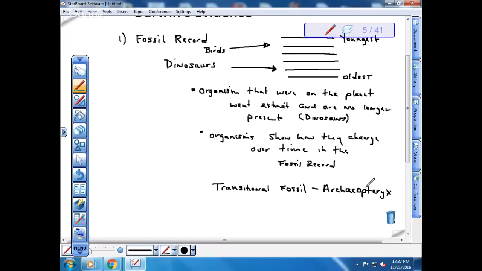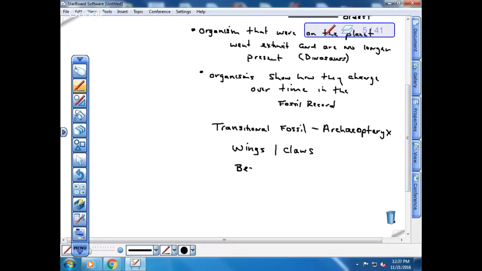So Archaeopteryx is a transitional fossil because it kind of looks like a reptile, but it also looks like a bird. So for example, they have wings, right? But they also have claws. And they have a beak-like structure, but they have teeth, right? So this would be bird characteristics, and this would be reptile characteristics.